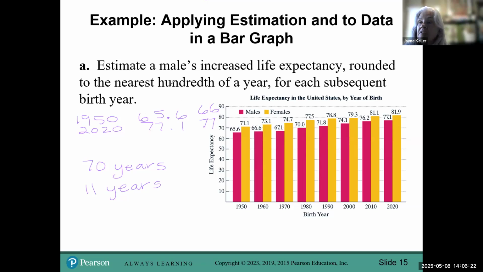To estimate the males' increased life expectancy for each subsequent year, the life expectancy increased 11 years and the time frame was 70 years. So over 70 years, we went up about 11 over 70 per year. So that's the increased life expectancy per year.